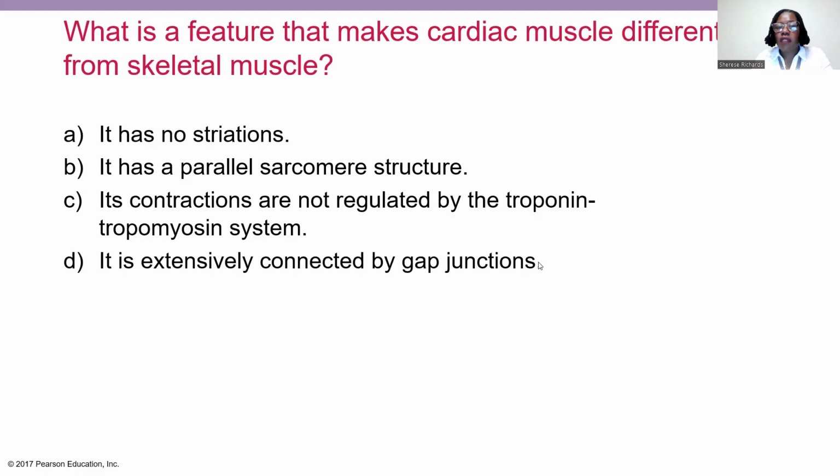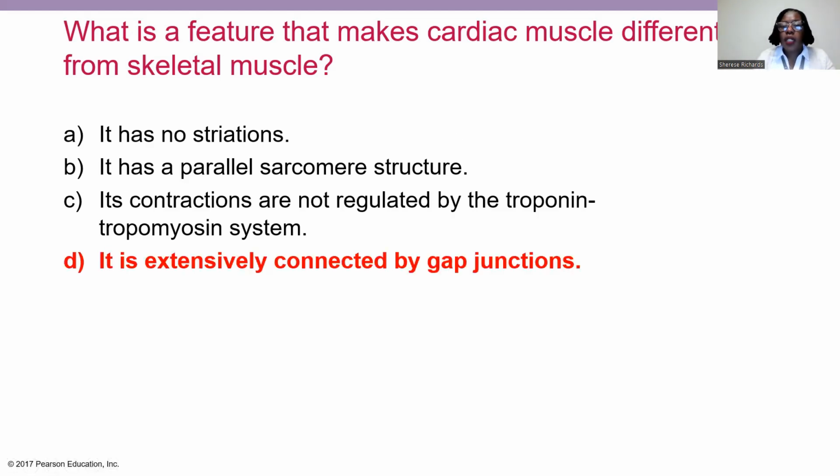C, its contractions are not regulated by troponin tropomyosin system. That is not true. So both skeletal and cardiac muscle have contractions that are regulated by the troponin tropomyosin system, those regulatory proteins. The way that those proteins are involved in regulation is different, and the structural organization of troponin and tropomyosin are also different in those two types of muscles, but they are both present on the sarcomere in both of those types of muscles. So the gap junctions is the unique feature that we see only in cardiac and smooth.